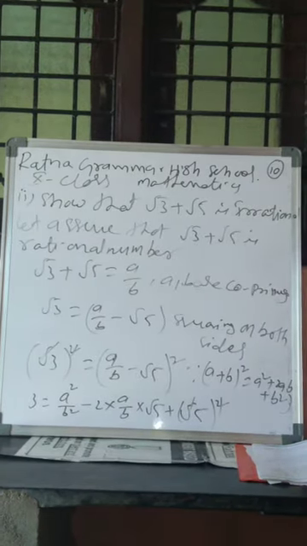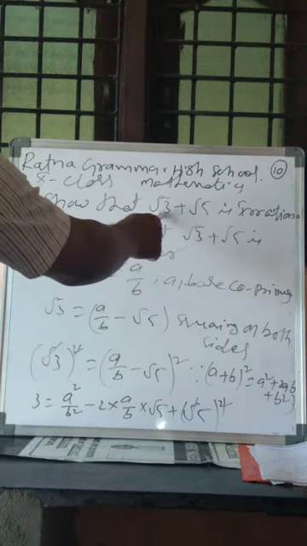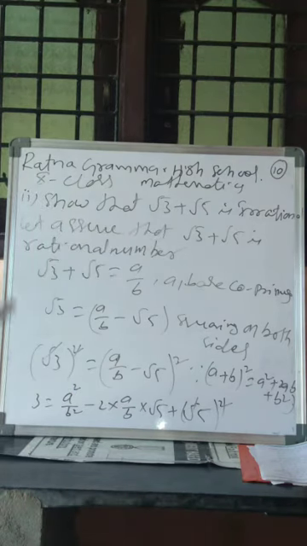So second question: show that root 3 plus root 5 is irrational. In this question, the two numbers are root values, root 3 and root 5. Both are irrational numbers only. Show that root 3 plus root 5 is an irrational number.